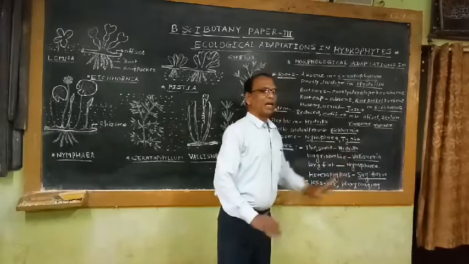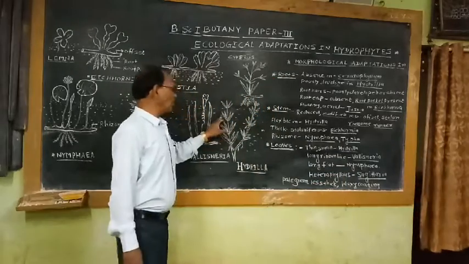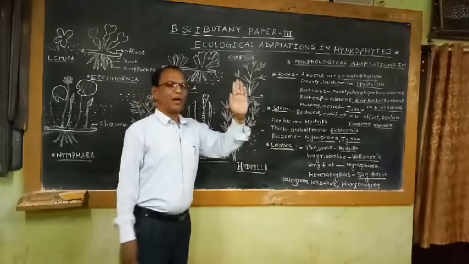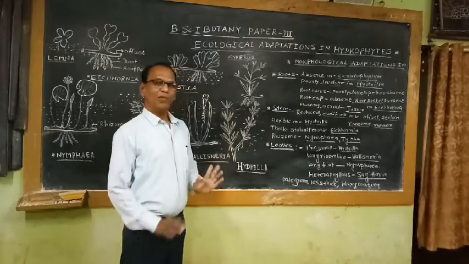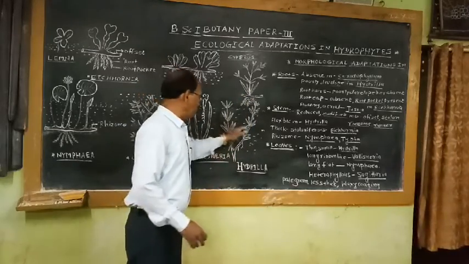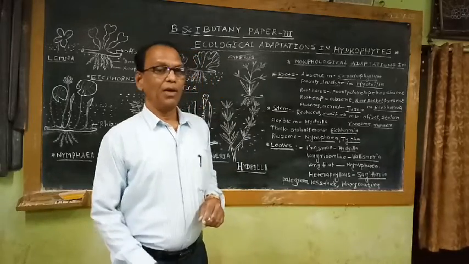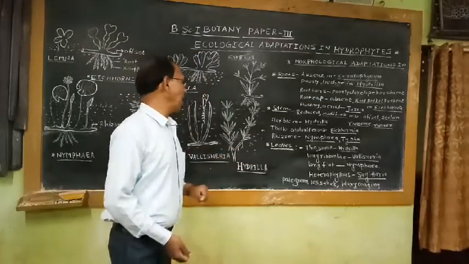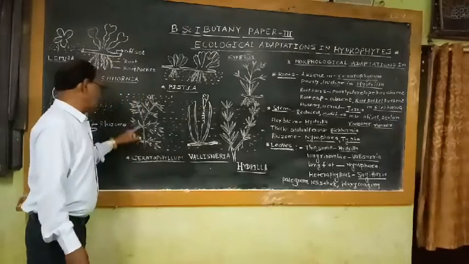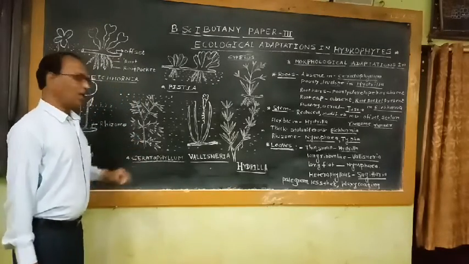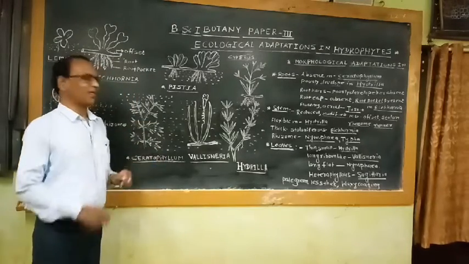For example, Hydrilla. Hydrilla is an example of submerged hydrophyte. If leaves are expanded and flat, if the leaf lamina is flat and expanded, due to water current there is a possibility of tearing of the leaf lamina. In order to avoid the tearing of leaf lamina, the leaves are so much dissected. For example, in Ceratophyllum, leaves become so much dissected.